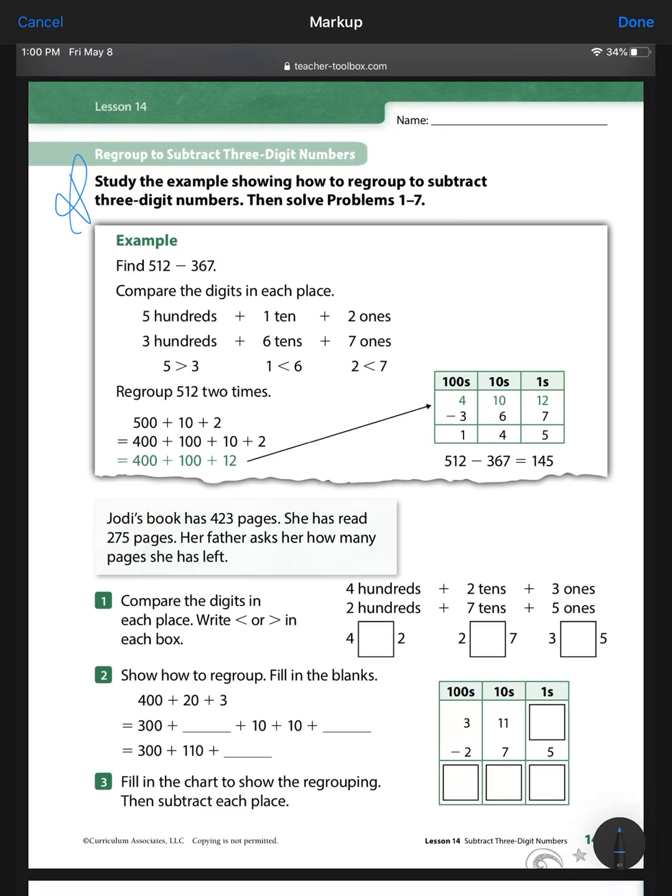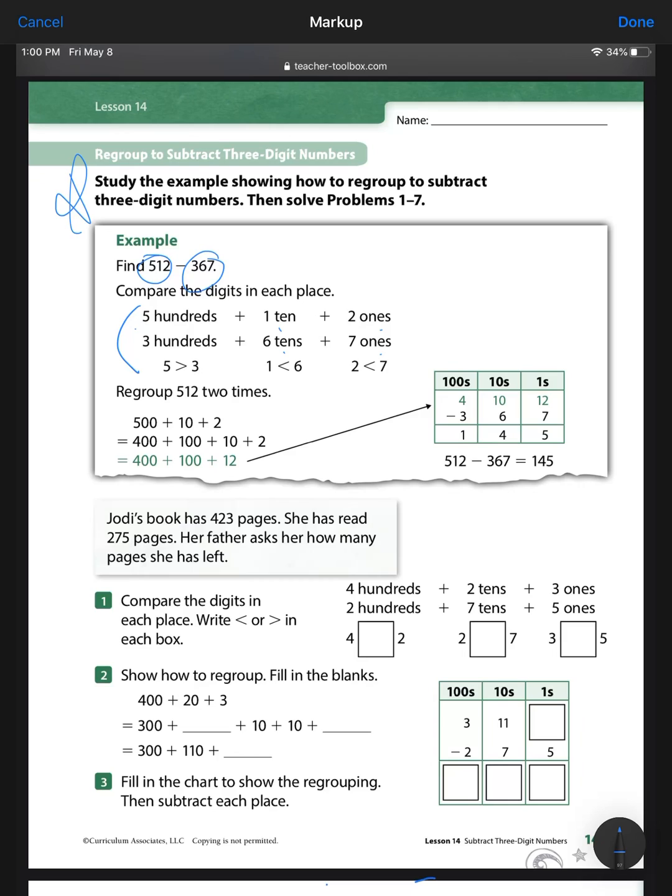So let's read the example. Example, find 512 minus 367. Compare the digits in each place. So what we're going to do in this first step is we're breaking apart these numbers into each place value. So first we have 512. We divided into hundreds, tens, and ones. 5 hundreds, 1 ten, and 2 ones. Then we did the same for 367. 3 hundreds, 6 tens, and 7 ones.